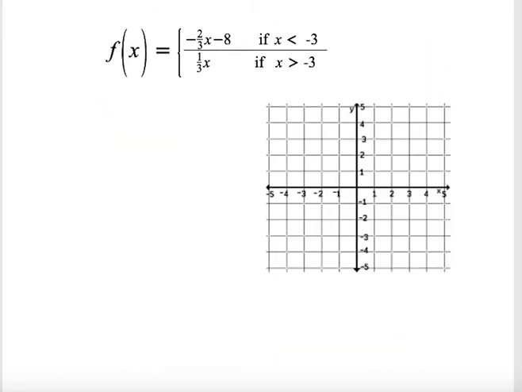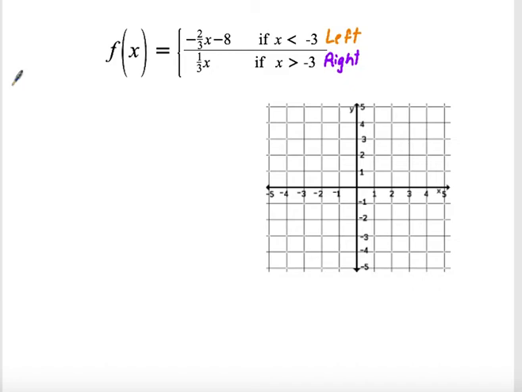All right, so our next graph, f of x is equal to negative 2/3 x minus 8. So you can see we're going to have to add a little bit onto our graph. And that's if x is less than negative 3. So this is going to be our left portion. And then we're going to have 1/3 x if x is greater than negative 3. That's going to be our right portion. So this is going to mean the first one's going to point to the left. The second one is going to point to the right.